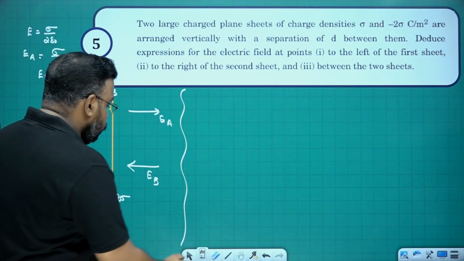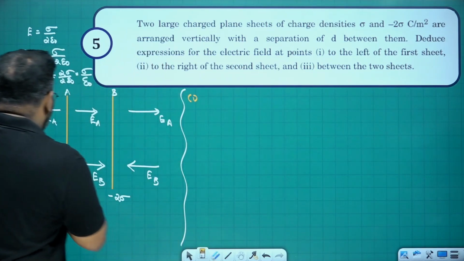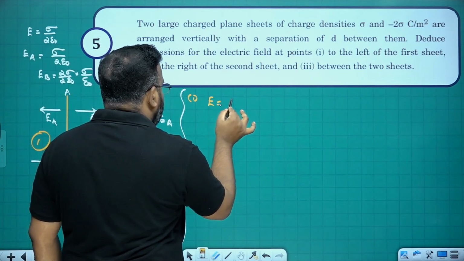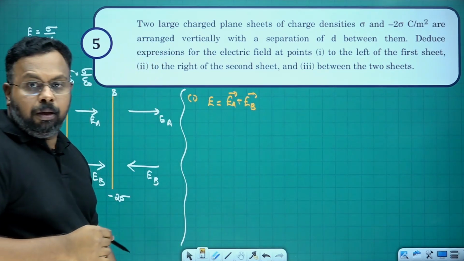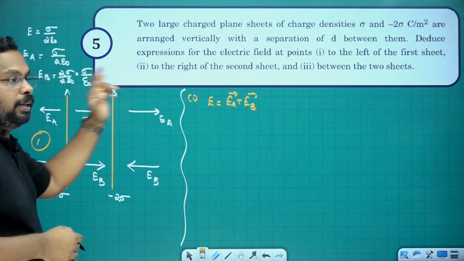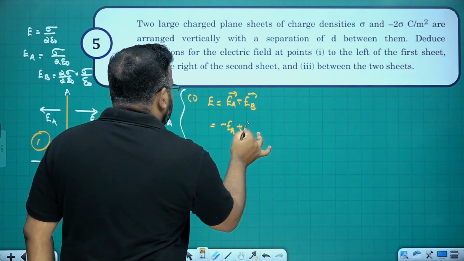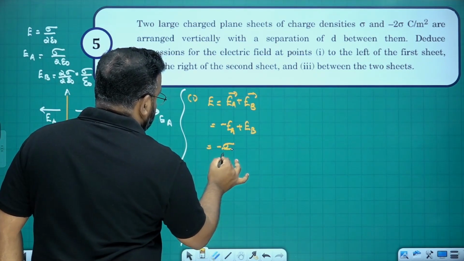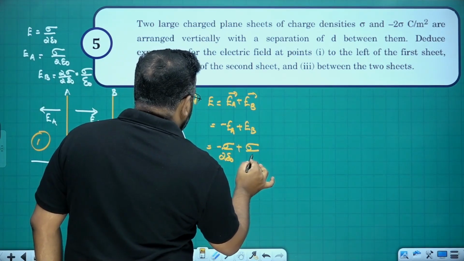Okay, now let's check the first question, to the left of the sheet. Here, what is the field? There are two fields, EA towards left and EB towards right. So net field will be E equal to vector EA plus vector EB. One is towards left and the other towards right, so I'm using the normal sign convention: towards left I'm taking negative and towards right positive. So minus EA plus EB. Now I can substitute: minus of EA, sigma by 2 epsilon naught, and EB is sigma by epsilon naught.